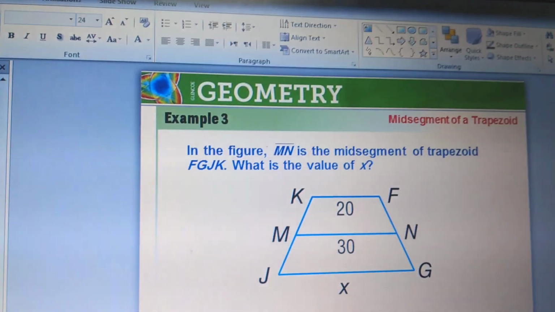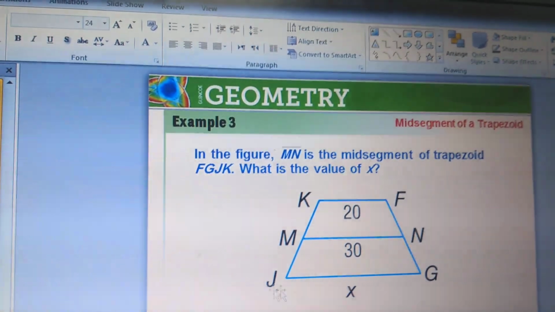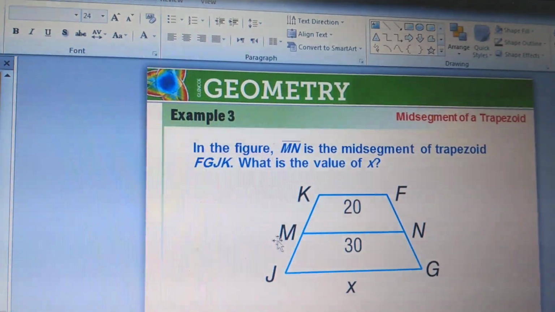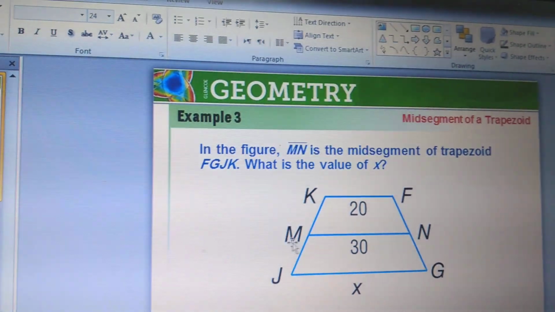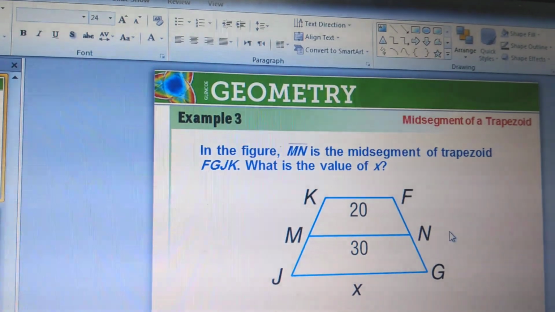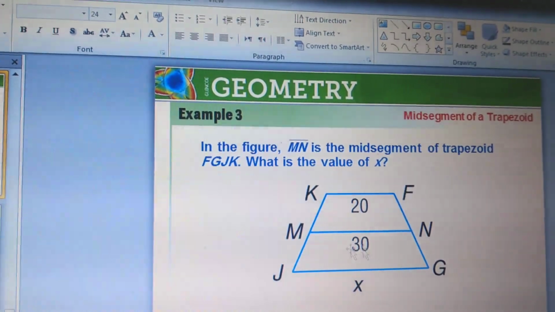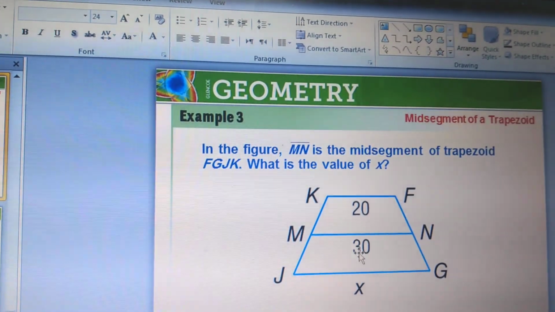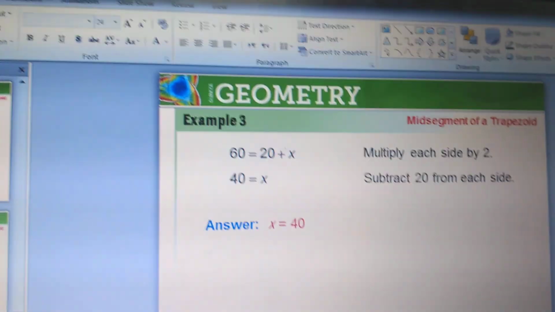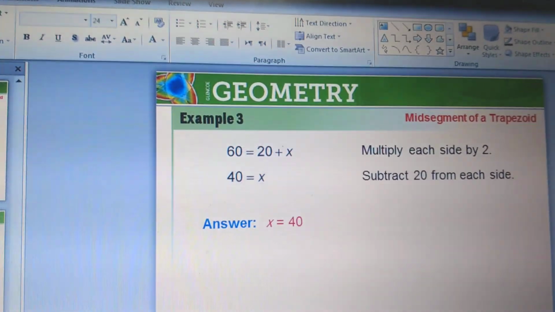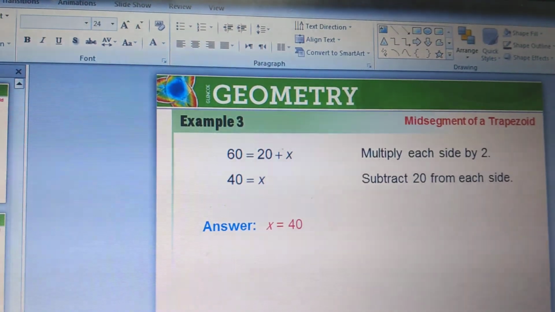Again, how do you find one base if the mid-segment is given? You multiply the mid-segment by 2, then you subtract the given base. The mid-segment is 30. 30 times 2, 60. 60 minus 20, 40. I get the answer directly. I don't want to make all of this equation.